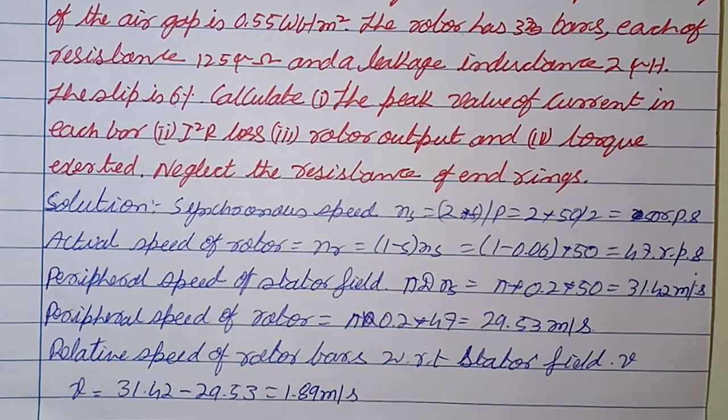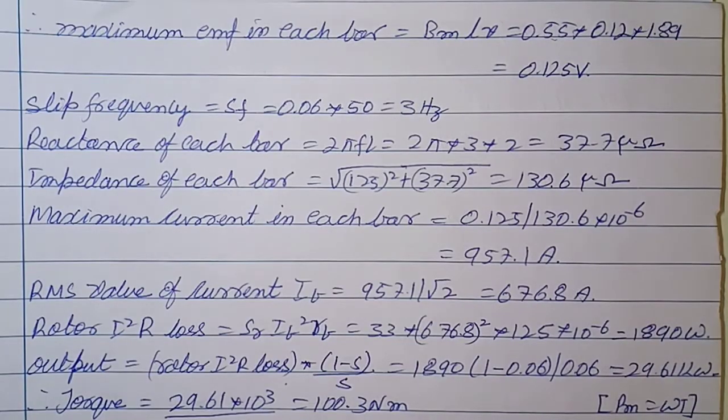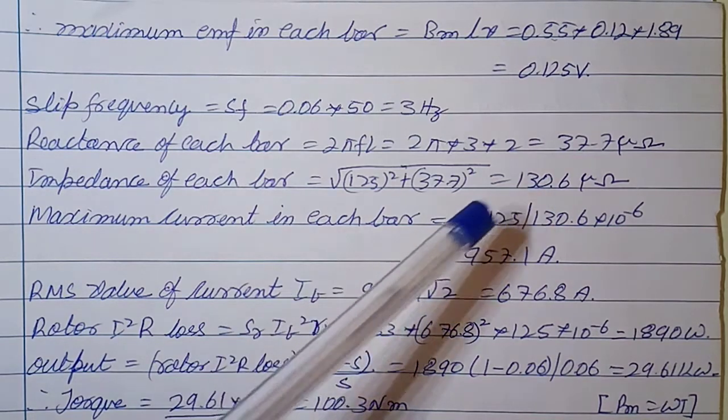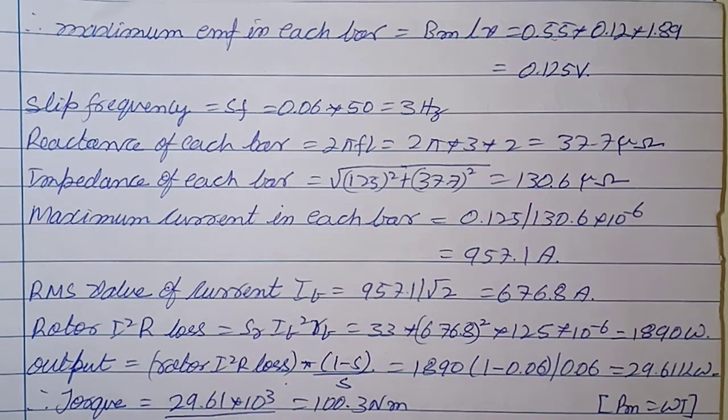Next, the relative speed of rotor bars with respect to the stator field, that is V, is 31.42 minus 29.53, the difference of the peripheral speed of the stator field and the peripheral speed of the rotor, which is 1.89 meter per second. So the maximum EMF in each bar will be Bm L into V. So 0.55, the maximum flux density, into 0.12, the length, into 1.89, that is V, the relative speed. So it is 0.125 volt.